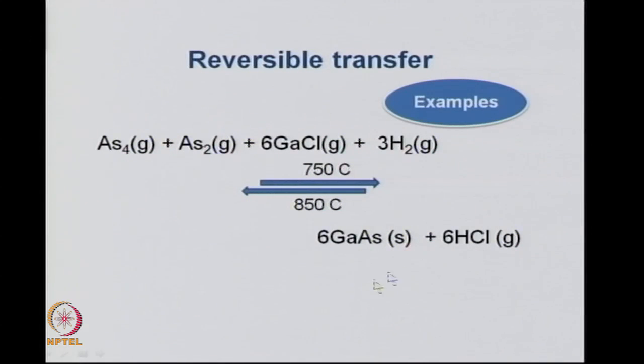Now, if you start from this side, you start with gallium arsenide and HCl and heat at 850 degrees, you will get back the arsenic and the gallium chloride. So that is why it is called a reversible transfer reaction, but it is a CVD technique, because you are starting from molecular precursors and ending up with a solid film on a substrate.